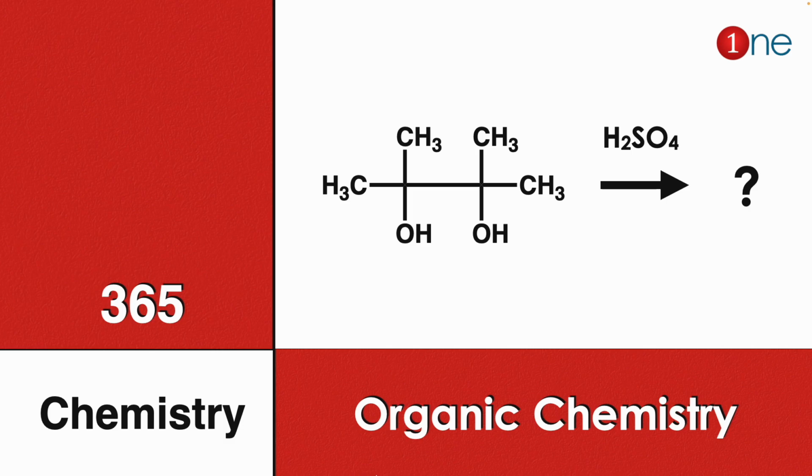Organic chemistry questions for you. Here you have a diol with 4 methyl groups. You are using sulfuric acid. You should find what will be the final product.